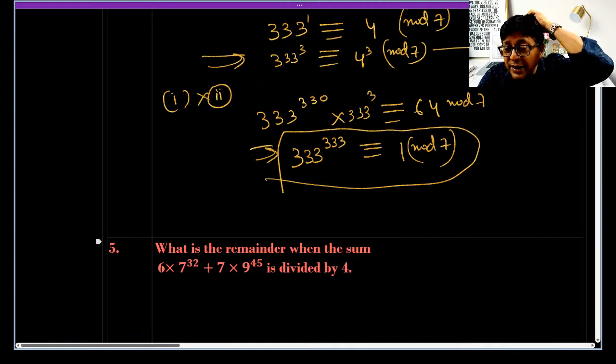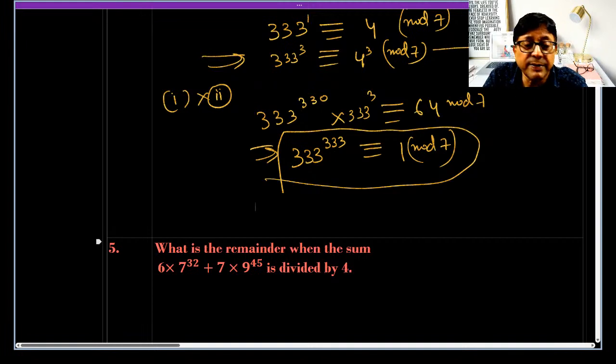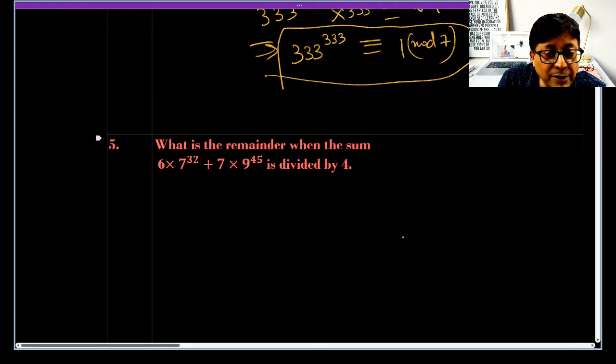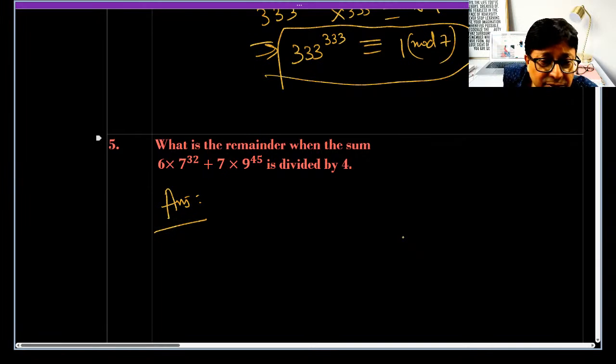Go for the next one. What is the remainder when this sum is divided by 4? Do you need Fermat's theorem? You think? Then I will help you. Before I do it here, you must think what to do. Is there any way? By Fermat's theorem, what do you think? 4 is not a prime number, so don't think about prime numbers. Not all sums in this world can be done by Fermat's theorem. Only prime number divisibility can be done with that. So go by normal congruence.